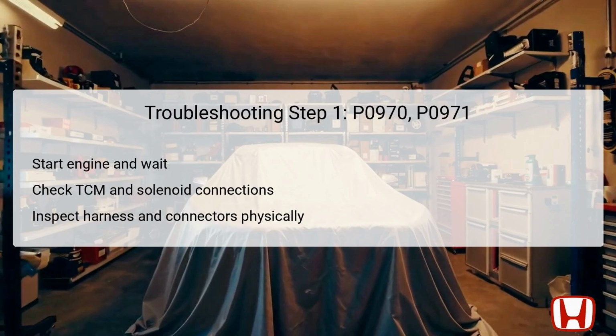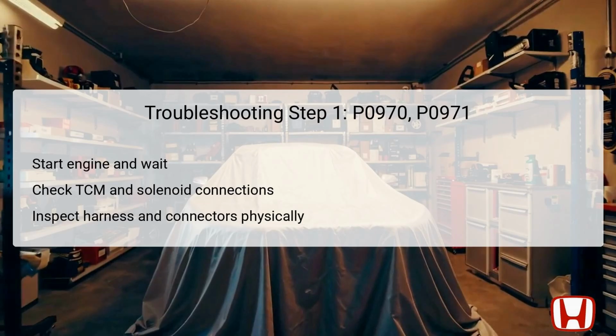The first step in troubleshooting DTC P0970 and P0971 involves starting the engine and waiting for at least 1 second. This duration allows the TCM to properly initiate its diagnostics.